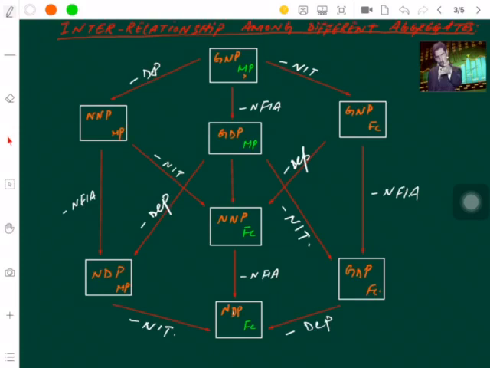This is really very simple to understand the things in this manner. So we'll now be able to calculate certain formulas if you are being asked in an examination. Say first, GDP is equal to GNP.